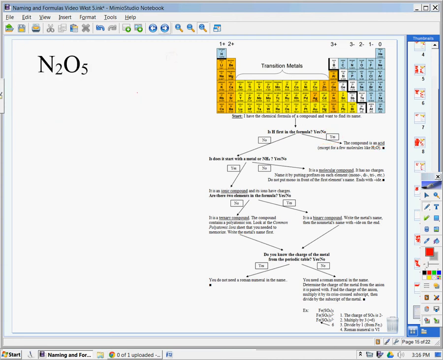Number 8. Let's go through our list. Is H first in the formula? No. Does it start with a metal or NH4? No, it doesn't. That means it's molecular. It has no charges. Name it by putting prefixes on each element that corresponds to the subscript, and then end it with ide. That's what it says. Ends with ide.